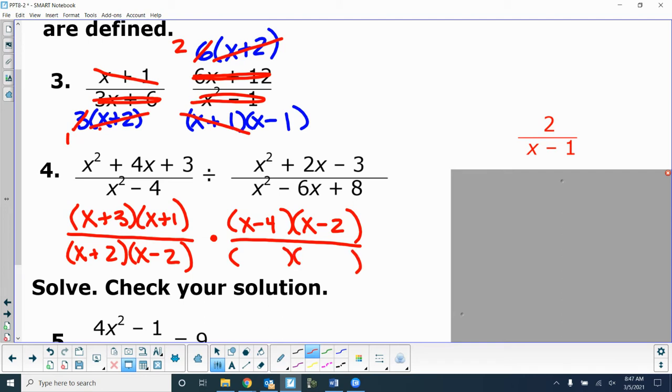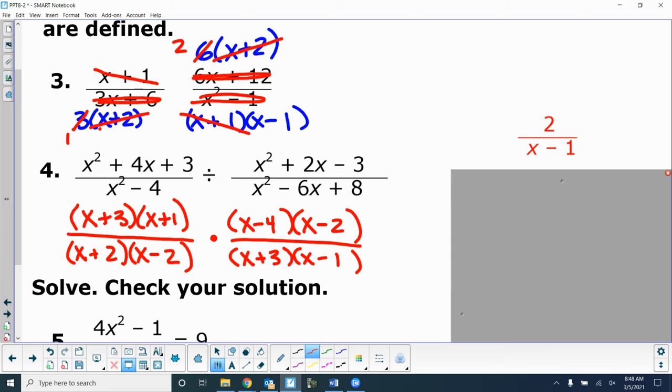There was no GCF, so the only way to get x squared was x times x. What are factors of -3 that add up to positive 2? Positive 3, -1. So now it's all factored. Questions up to this point? So remember, you flip the second fraction and make it multiplication, which we call the reciprocal, right?